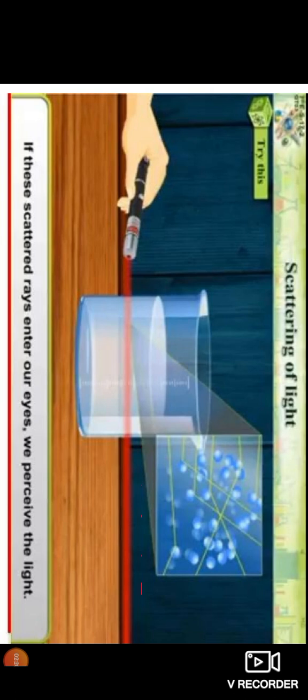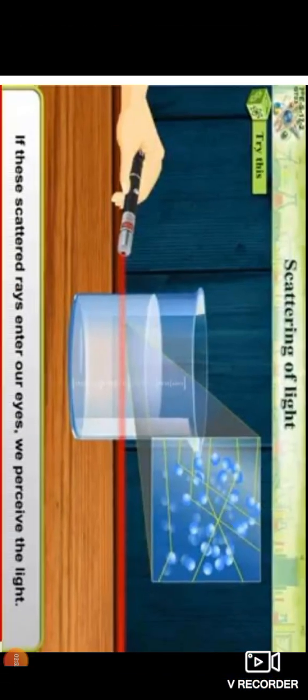Students, when I added a drop of milk into the water, the milk contains protein molecules and other molecules. So when the beam of light collides with these molecules, you can see here, when the light strikes or collides with these molecules, the light ray gets scattered. You can see the scattering of light here.